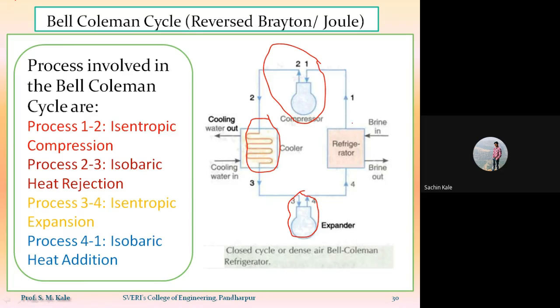The last one is the isobaric heat addition process. Process 4 to 1 takes place inside the refrigerator, also called the evaporator, and that process is the isobaric heat addition process. If you see the four processes involved in the Bell-Coleman cycle, the first process is the isentropic compression process.